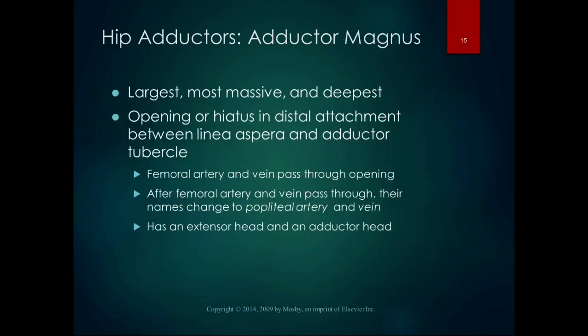The adductor magnus is huge. It is the largest, most massive, and deepest of the adductors. It has a little opening in it, called the adductor hiatus, in the distal attachment between the linea aspera and the adductor tubercle. That opening or hiatus is a passage for the femoral artery and vein. After the femoral artery and vein pass through that hiatus, their names change to the popliteal artery and vein. Sort of like the sciatic nerve, when it splits into the tibial and the common peroneal. The femoral artery and vein pass through that opening and change their name.